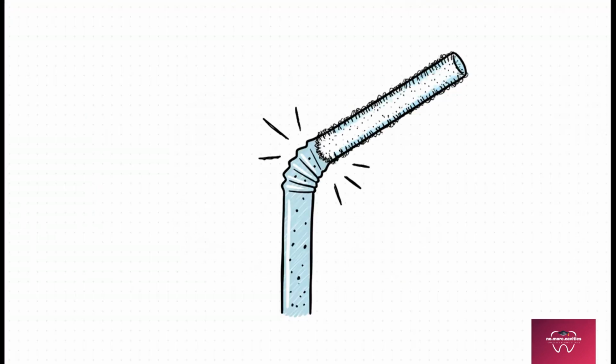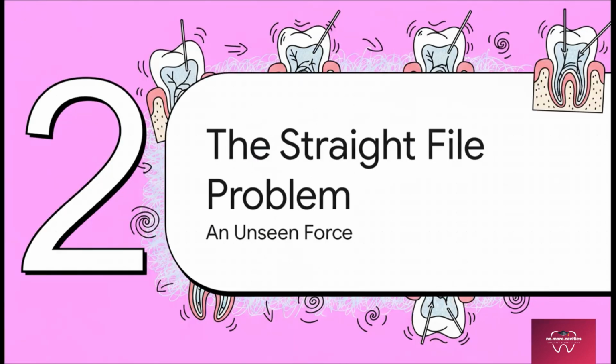You know, the easiest way to picture the problem is with a simple analogy. Imagine you have to clean a delicate bent straw. Okay, simple enough. But your only tool is a stiff, straight pipe cleaner. You can immediately see the issue, can't you? As you push it in, that straight tool is going to fight the curve at every single turn. Well, that exact same dynamic is what happens inside a tooth. This is what we'll call the straight file problem, and it creates this unseen force that endodontists, those are the root canal specialists, have to masterfully control.